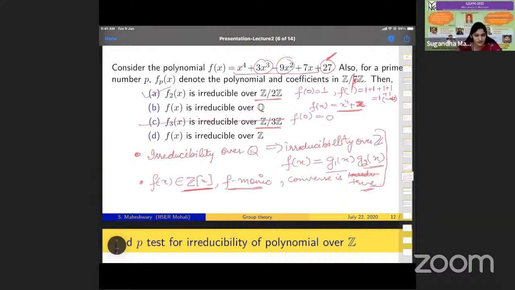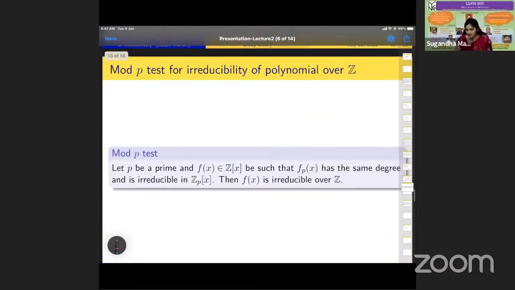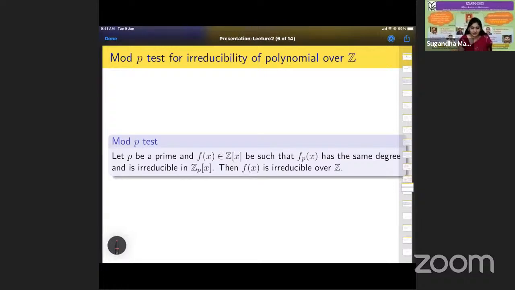So let's concentrate on this to see whether it is irreducible over Q or not, right? At present, we know A is true, C is false, and B and D are either both false or both true, depending upon something called the mod P test. This is another criterion to check the irreducibility of a polynomial over Z. What does it say? It says that if you have a prime P and your polynomial is in Z[x], and f_p(x), remember the notation I gave you, obtained by reducing the coefficients modulo P, is irreducible in Z_p[x], and also the degree remains the same, then f(x) is irreducible over Z.